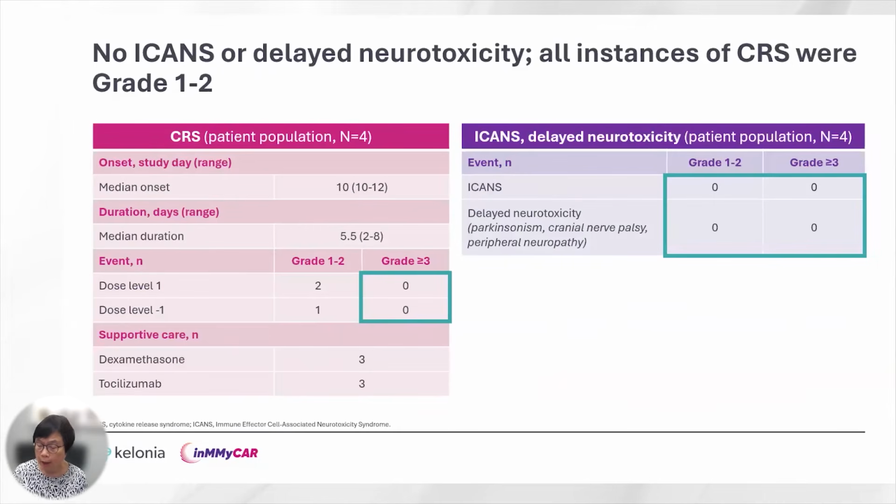And importantly, looking at safety, here you can see that cytokine release syndrome occurred in 3 patients, but they were all mild at grades 1 and 2, with no grade 3 or above CRS. In addition, we can also see that there were no ICANS, and to date, no evidence of delayed neurotoxicity. I might also mention that the CRS occurred at days 10 to 12 at the onset, with a duration of 2 to 8 days, and all of them resolved with dexamethasone and tocilizumab.